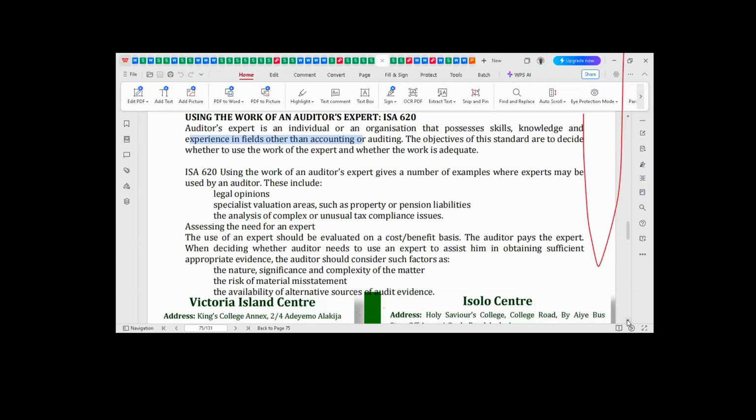Then the auditor, the experts also should be evaluated on a cost-benefit basis. How much is it going to charge? What benefits are going to be derived from his service? But at the end of the day, you should be able to ensure that whatever information you obtained from the expert report or certificate is something you can place reliance on.